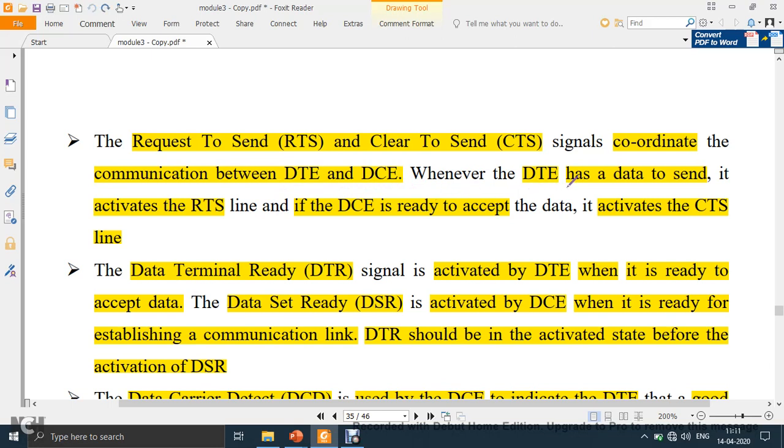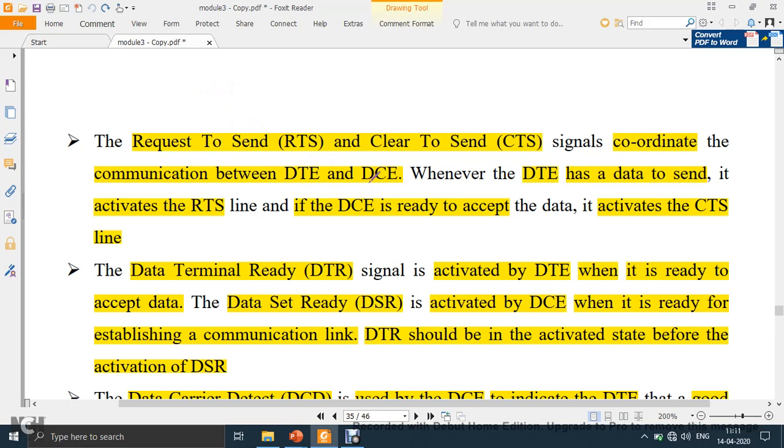Whenever DT, the device which initiates the communication, has some data to send, it activates RTS, that is request to send. So it is requesting the other device: I want to send the data, so are you ready? That is what it is requesting using RTS.